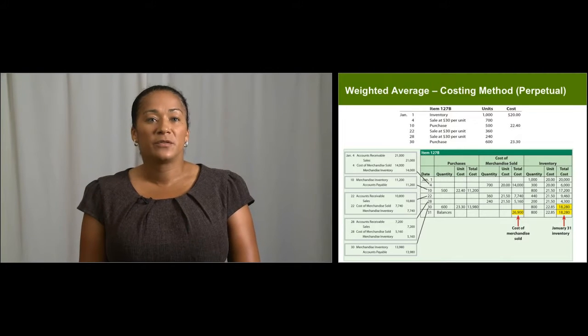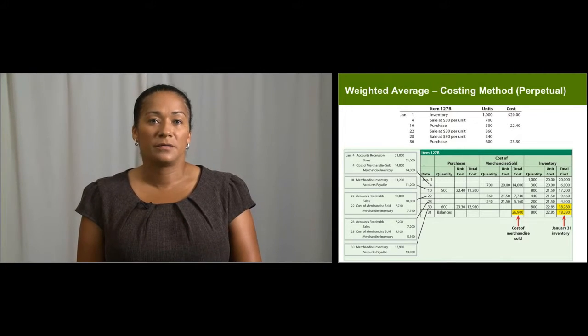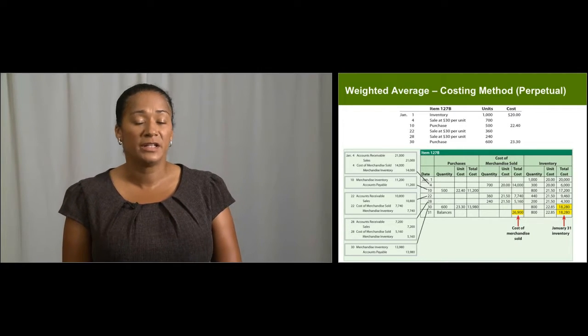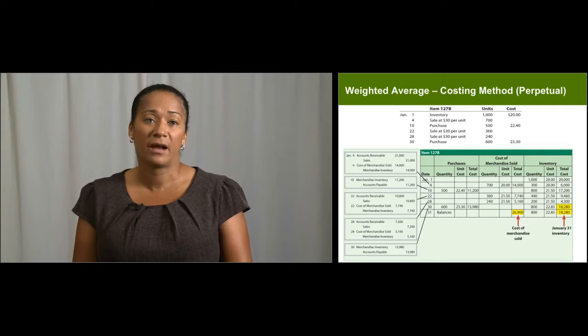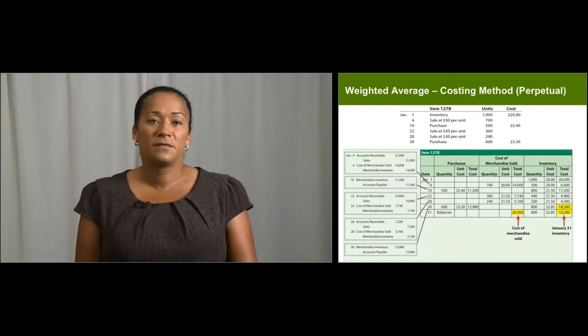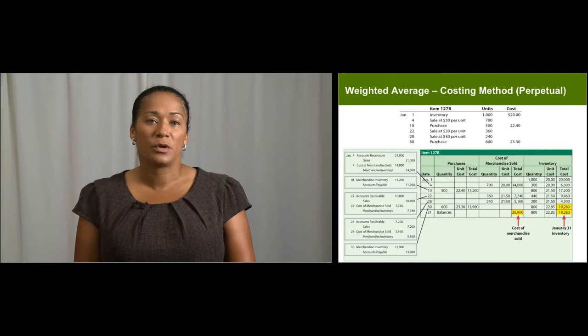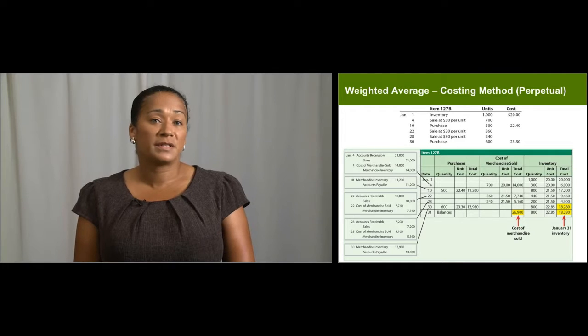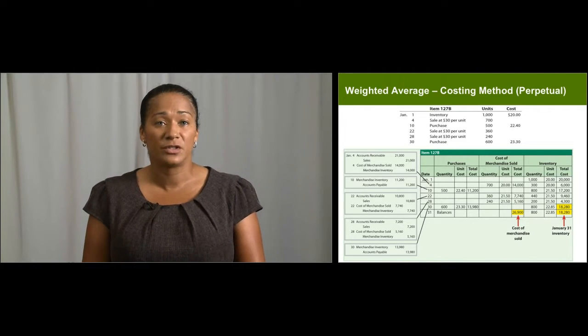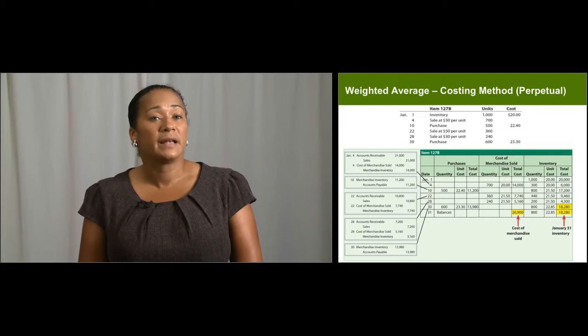Using the inventory information that's provided in the chart for item 127B, we will review the process of recording each transaction based on the weighted average costing method. As previously discussed, the basic format of the inventory record report does not change depending on the costing method. Therefore, the same report format is used for FIFO, LIFO, and weighted average. The report has 10 columns.